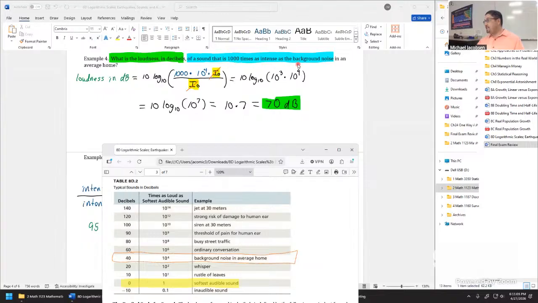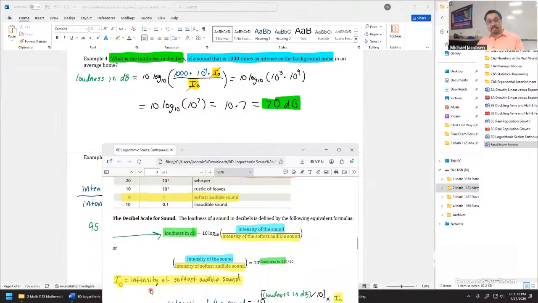So when we looked into example 4, it was asking us what is the loudness in decibels of a sound 1,000 times as intense as the background noise in an average home. We went to the background noise of an average home, 10 to the power 4, 1,000 times as loud as the softest audible sound. So we put in the 1,000 because it was 1,000 times as loud as the background noise in a home. Here's the 10 power 4 coming from here with the orange box. But that's 10 power 4 times I naught, where I naught is the intensity of the softest audible sound. So I naught is just part of these formulas. It's just part of life. But they're strange because in the problems that we're asking in these notes, they always cancel.